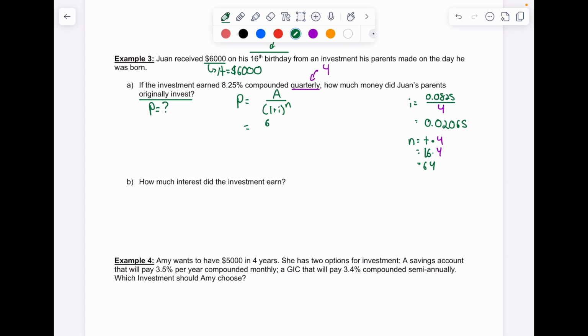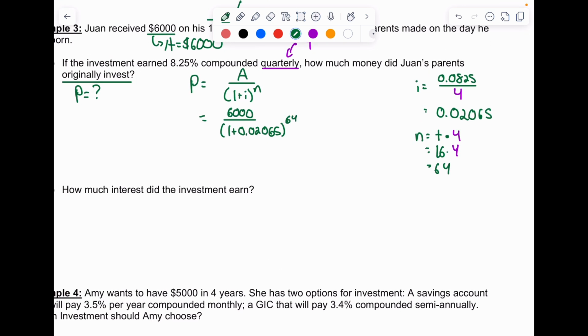Okay, so now we just plug in everything we have. Our A was $6,000, so 6,000 divided by 1 plus the interest rate we calculated, accounting for our compounding, so 0.02065, and then putting that to the power of n, which was 64. So use your calculator: 1 plus 0.02065 to the power of 64, and then 6,000 divided by answer. So initially, the parents must have invested $1,621, and again, 2 decimal places because it's dollars, 94 cents.